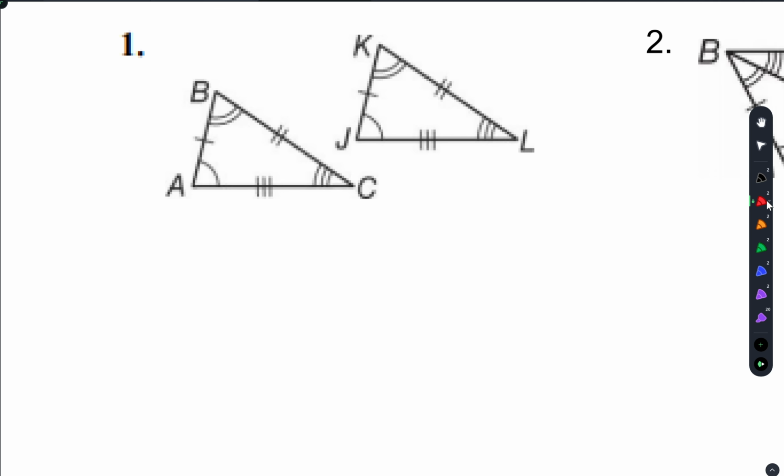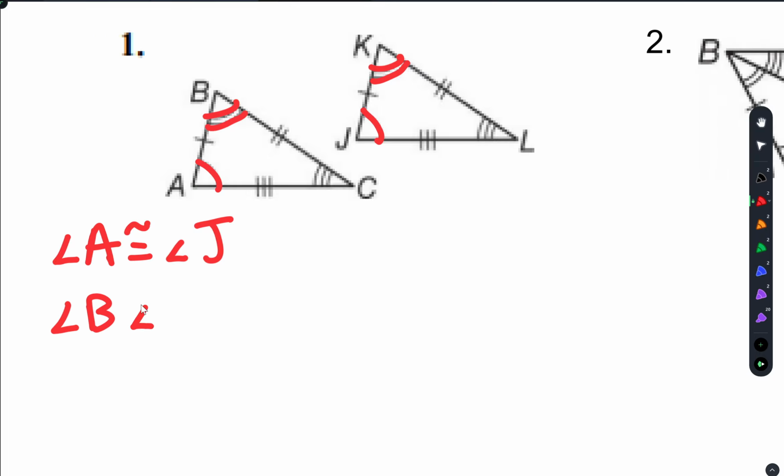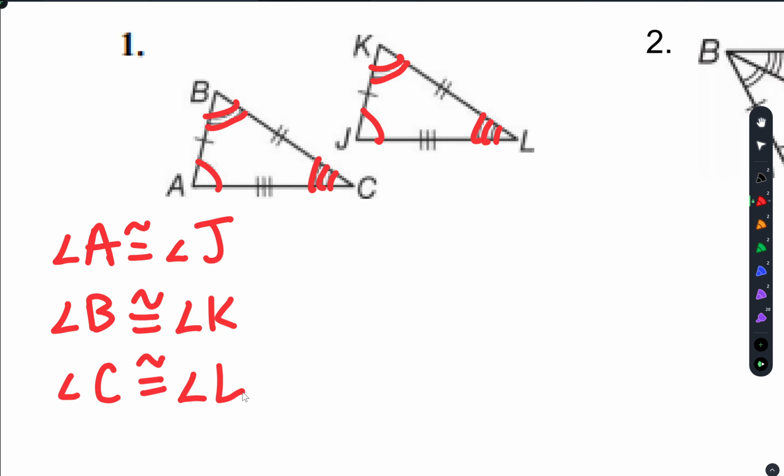I can line up A and J are congruent. I can line up B and K are congruent. And then I can line up C and L. So I've got all 3 pairs of angles. I got to make sure I can do all 3 pairs of sides.